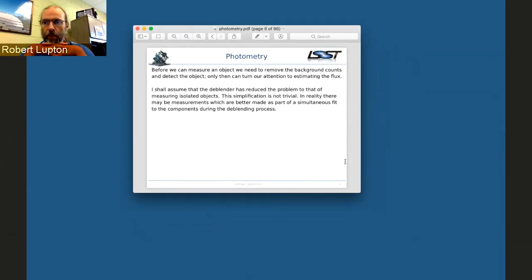Some of the measurements I'm going to talk about will be better made as part of a simultaneous fit during the deblending. I'm just not talking about that approach. That's the way, for example, that Dustin Lang and David Hogg have been pushing. I think the jury is still out on to what extent you do better, for a particular science case, with a simultaneous fit to a bunch of components, and to what extent you do better identifying components and then measuring them. For example, if you want to measure a Gini index for a well-resolved galaxy, I don't think model fitting will work very well. If you want to measure shapes, perhaps it does.